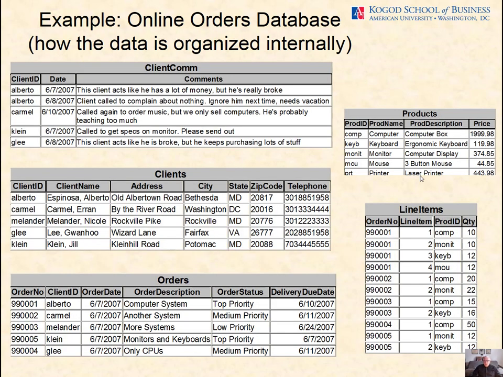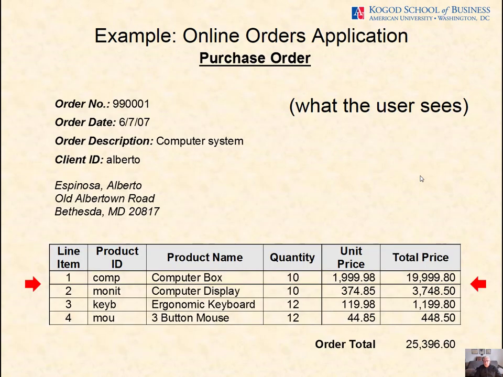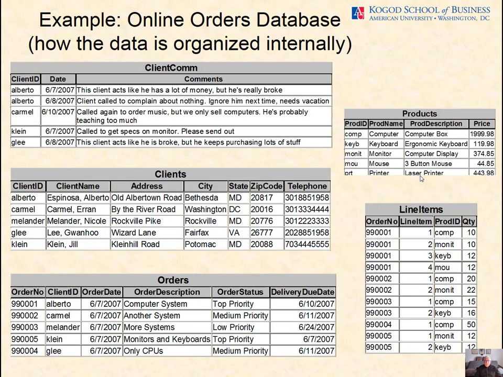In the next page is the answer. In the prior page, this is what the user will see. This is what you would display on the screen or what you would print in an invoice. But this is how the data is stored internally. If you look at these tables here, we have 5 tables. In one table, we have clients, so we have a record for every client.